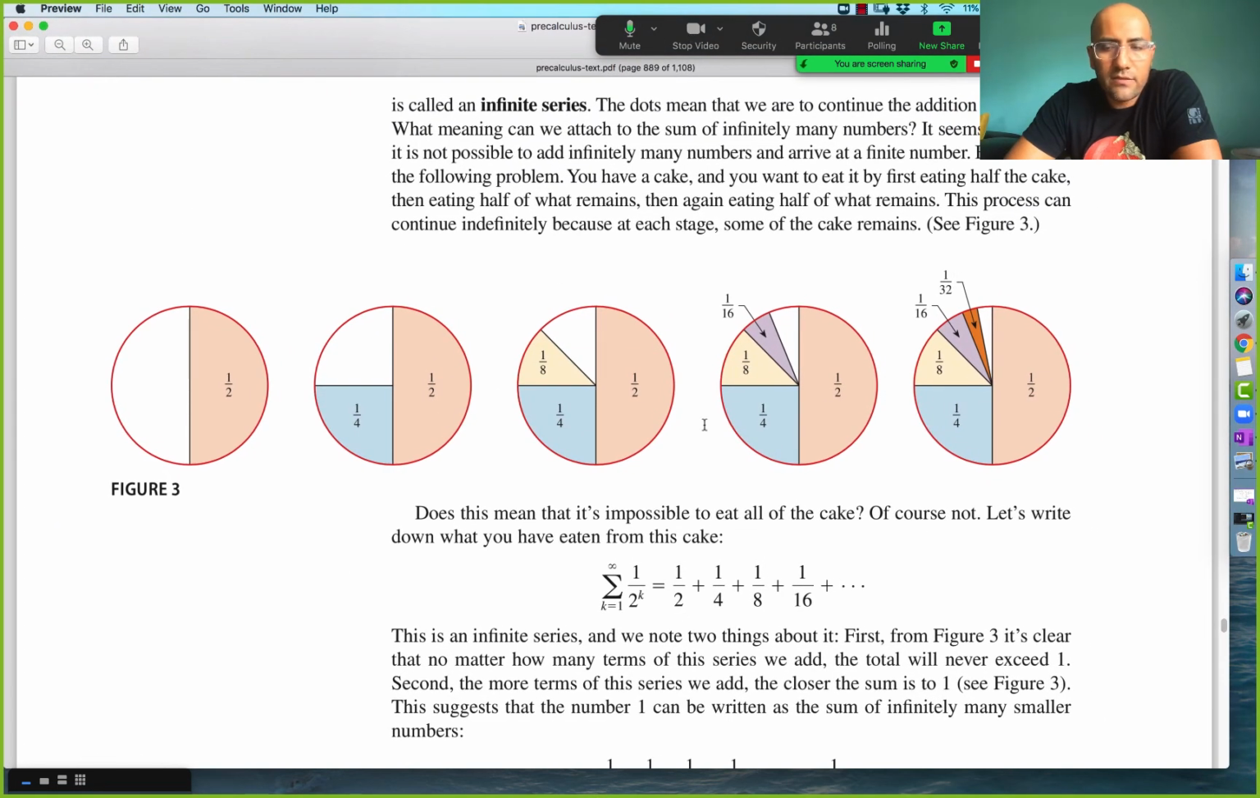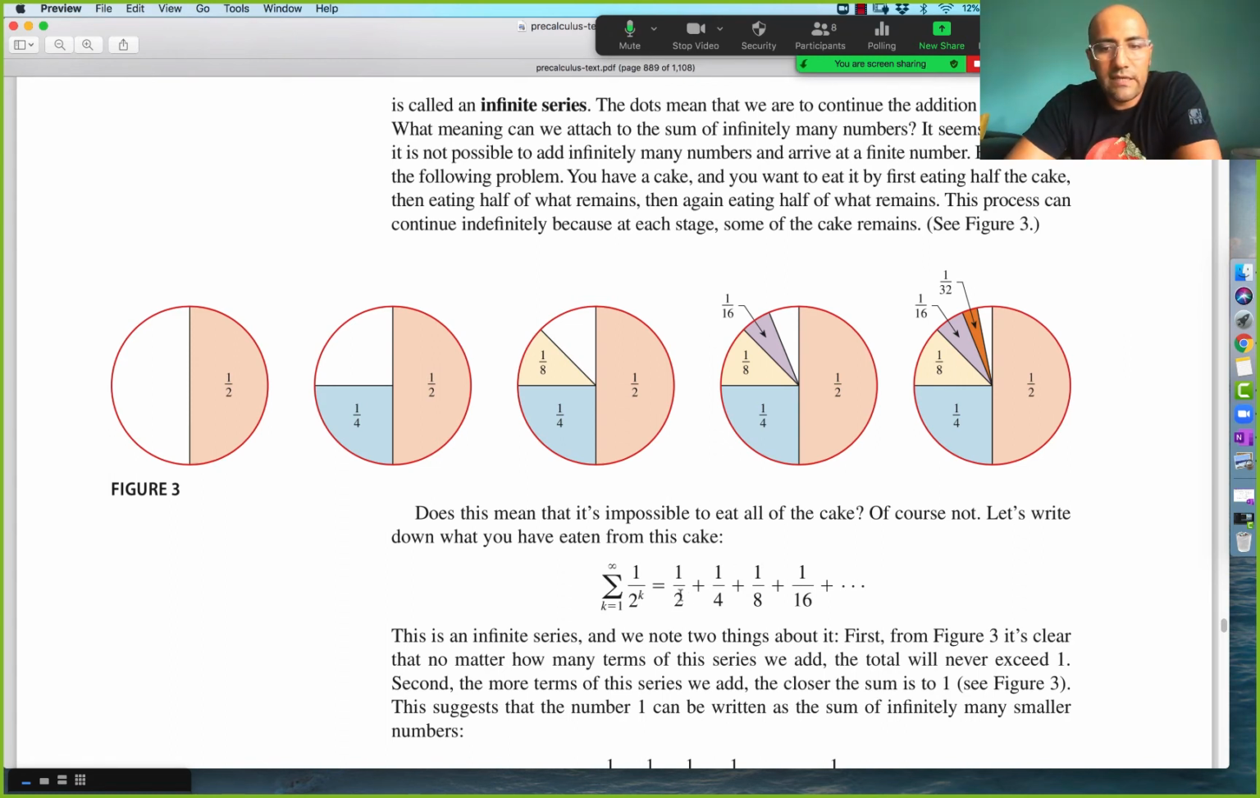So your book has a really nice graphic of the quick little example I just pointed out. And we've worked with this one before about having a pie or a cake or something. And on day number 1, you eat half. On day number 2, you eat half of what you have left, so you really eat a fourth. On day number 3, you eat 1/8, and day number 4, you eat 1/16, so on and so forth, right?